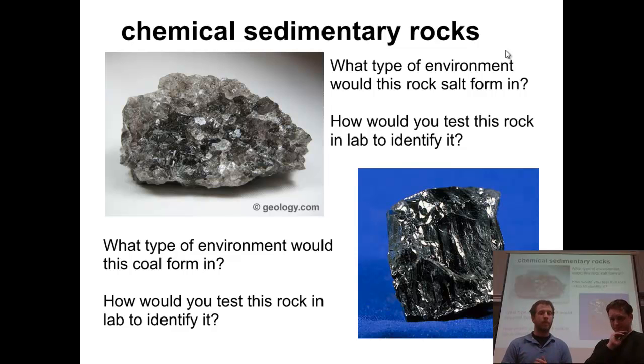To test this one in the lab, it's really dark, always black. Sometimes it's got a shine to it, it reflects a lot of light, kind of a high luster, almost glassy. And sometimes if you get really basic forms of coal, like really early ones, like peat, you can actually see plant matter and plant material in there.